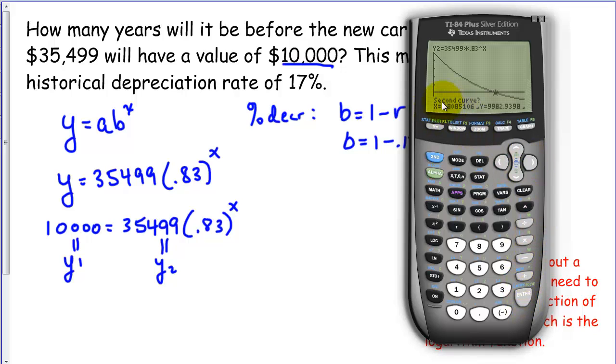Now it's asking us to put it near the intersection on this second curve. Well, it's already there, so we just hit enter. It asks us to make a guess, so we just press enter. And now we look at the X coordinate because we were finding X.